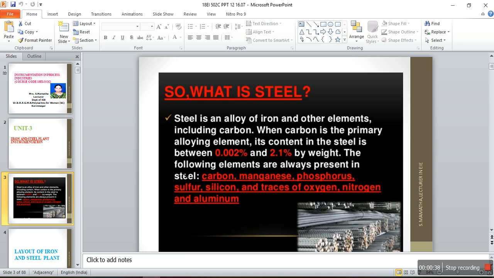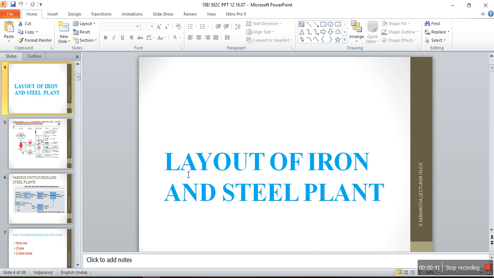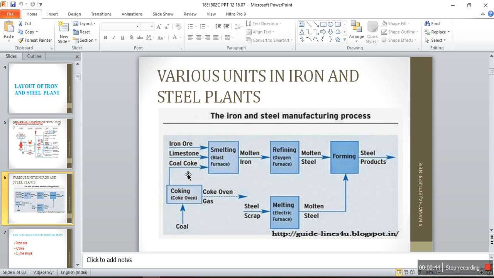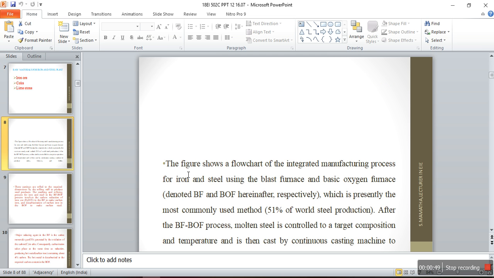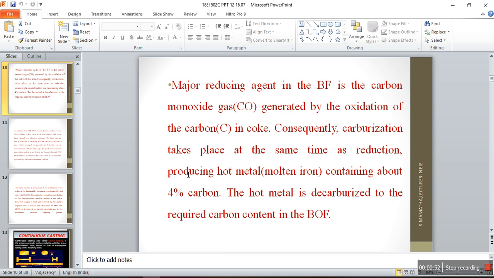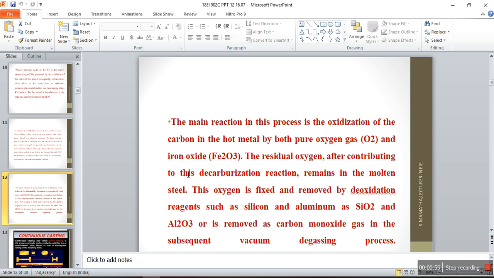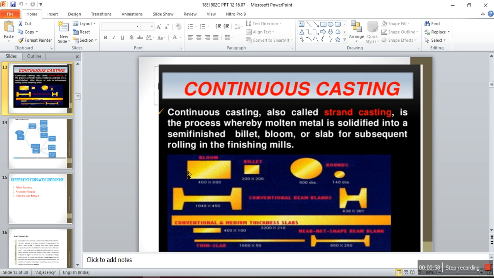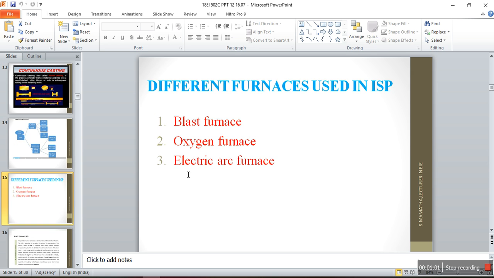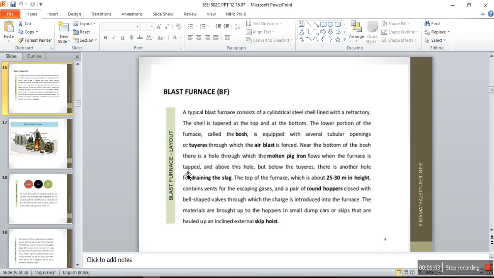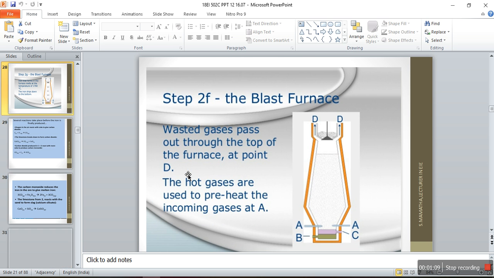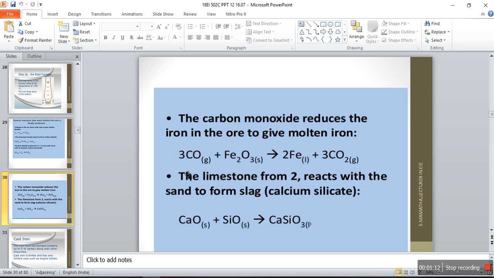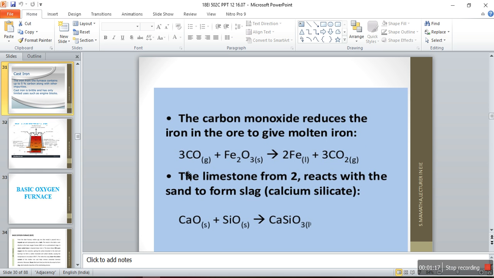We have discussed all the topics: what is steel, layout of iron and steel, various units in iron and steel, raw materials in an iron and steel plant, how iron and steel will be formed in the BF and BOF process, continuous casting, types of steel, different furnaces used in an iron and steel plant, the blast furnace, its layout and manufacture, how molten iron will be formed, and what reactions take place in the blast furnace.